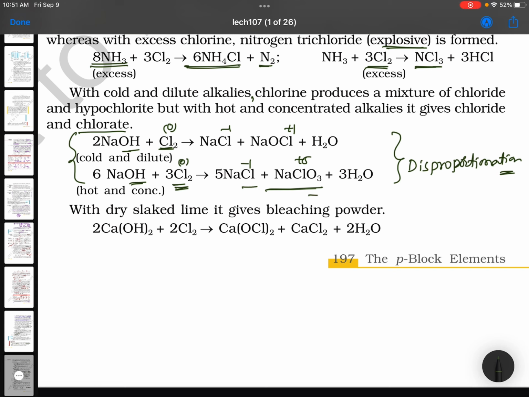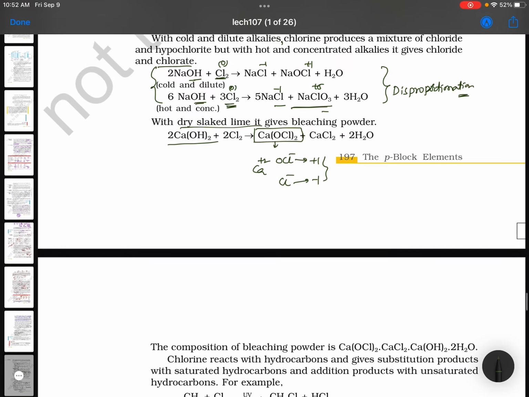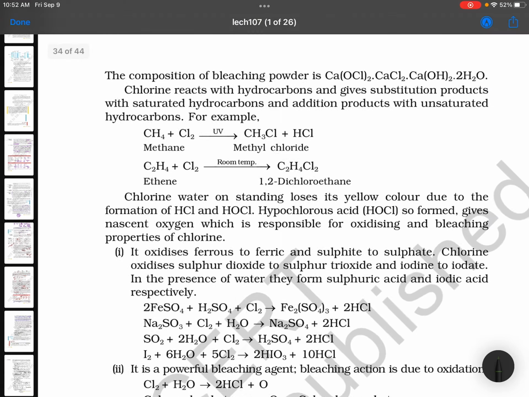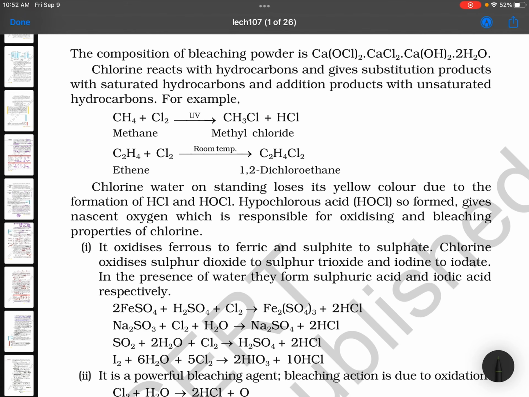With dry slaked lime, calcium hydroxide, it forms bleaching powder. CaOCl2 bleaching powder will be like this, OCl- and Cl-, whereas one chlorine is in the +1 oxidation state, another is in -1. This is also an important question you need to remember. The composition of the bleaching powder is CaOCl taken twice, CaCl2, Ca(OH)2 taken twice, 2H2O. Neat note. Okay.